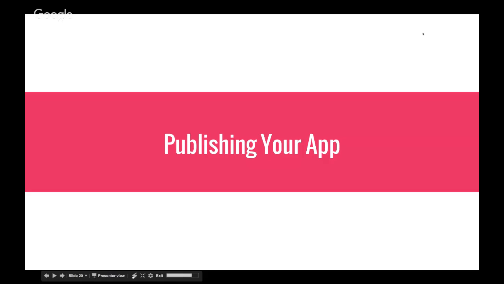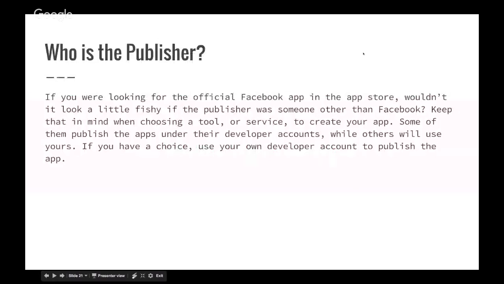We're going to move on after we've decided on which tool you're going to use, and you've built your app. So we're going through that checklist again. You've chosen a tool, you've created and configured your app, you've tested it, you've refined it, you've tested it again, you've refined it again, you've fixed your bugs. Well, now it's time to publish it. So this is the big deal. This is where you're almost done. Now, before you publish it, who is going to be the publisher?